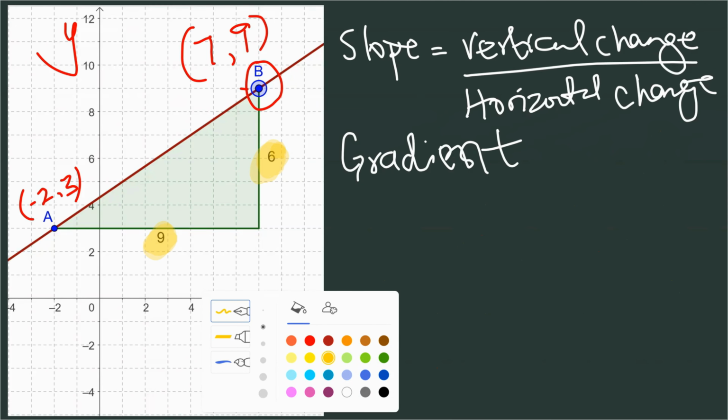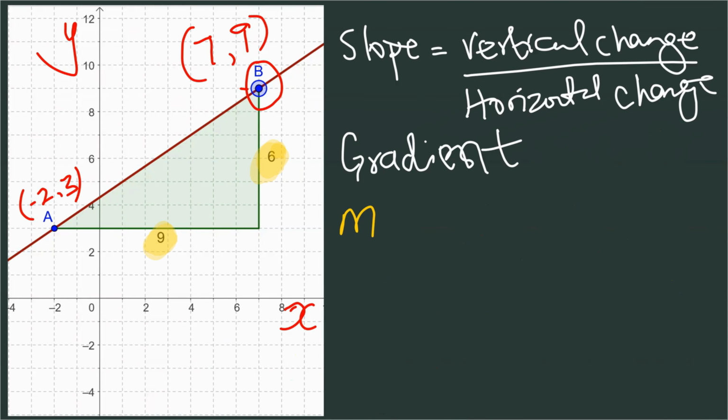Let's write it here again. The gradient is the same as the slope, but in maths we are going to represent it by the letter m, the small m. So our gradient is going to be change on the vertical side over change on the horizontal side. Now, we say that in maths you don't need to write so many things.